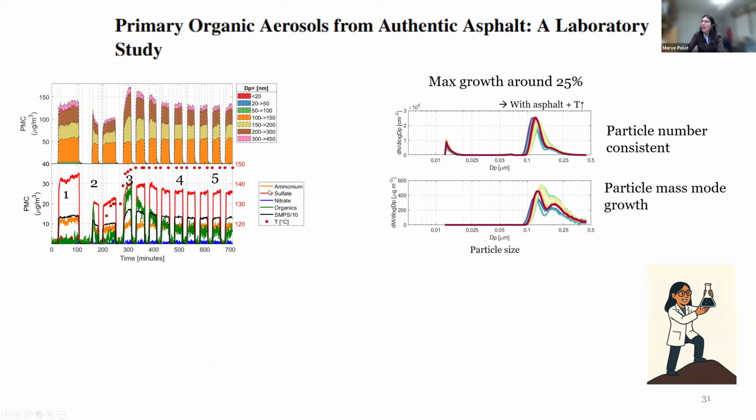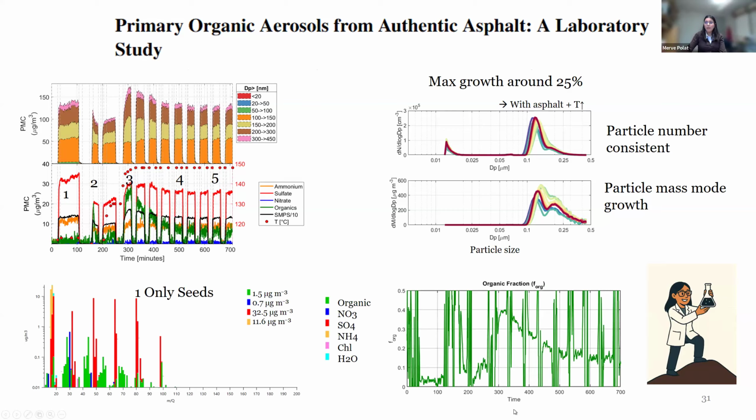And then another way to look at it is to look at the mass spectrum for these different periods that I have marked right here. So another way we look at it is by the organic fraction. So this is how much this green one makes up of all the other ones. And then what we see is we only have seeds. This is what the mass spectrum looks like. But then when we add the asphalt, we start seeing more and more of these organics, so the green peaks right here. So for example, this is number 3 right here, and then this is number 4.